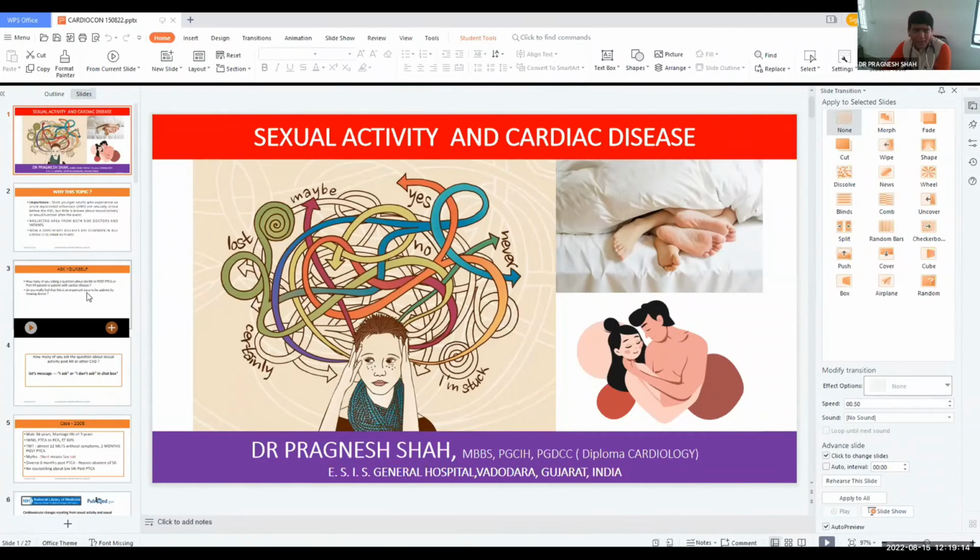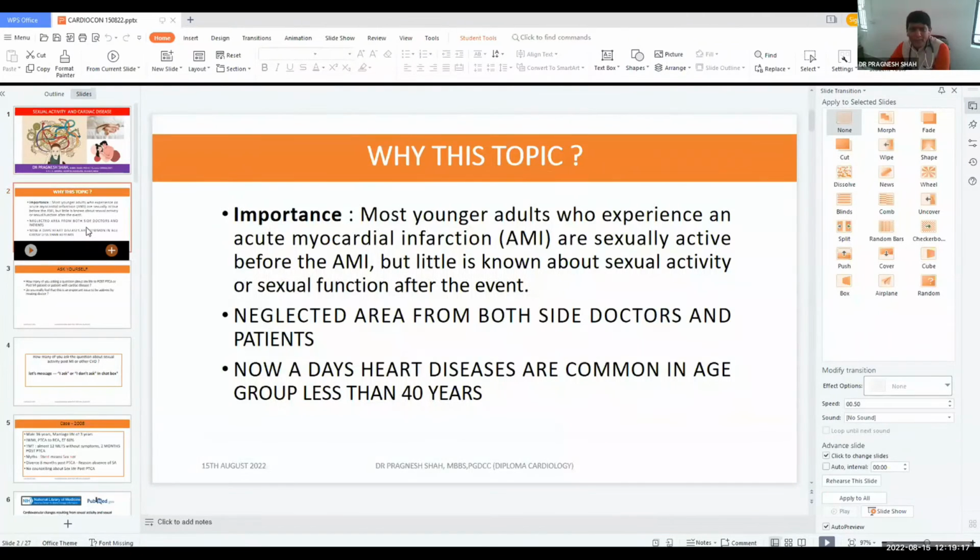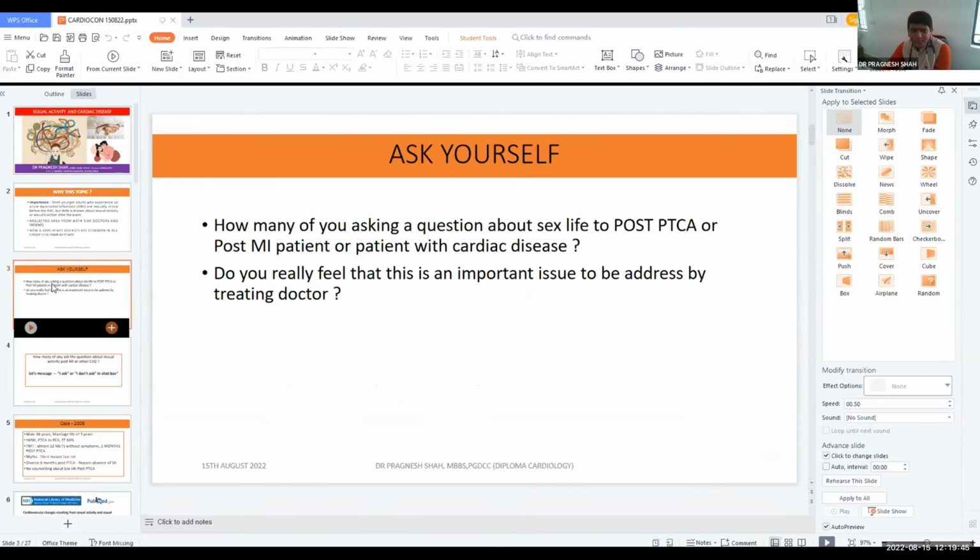The topic is sexual activity and cardiac disease. The reason behind choosing this topic is that most younger adults who experience an acute MI are sexually active before the acute MI episode, but little is known about sexual activity or sexual function after the event. It is very much sure that it is a neglected area from both sides, the doctor side and the patient side, due to social stigma. And nowadays, heart disease is common in the age group less than 40 years.